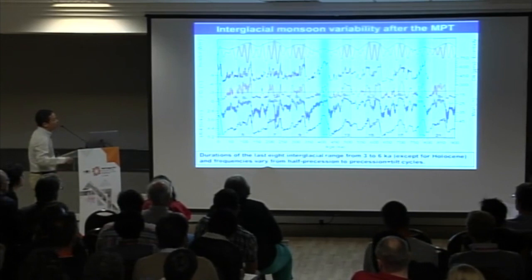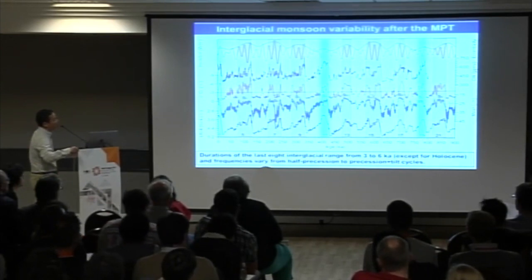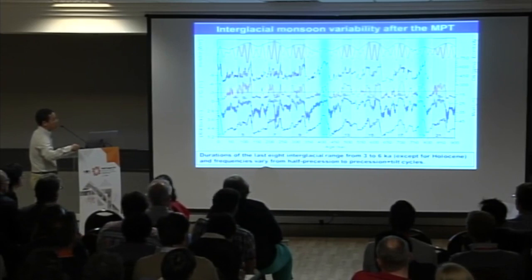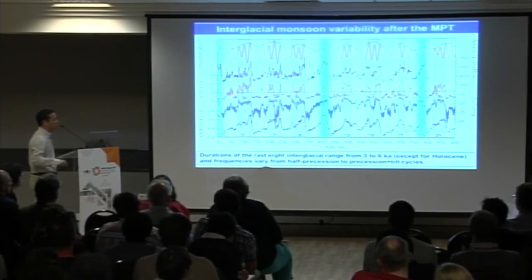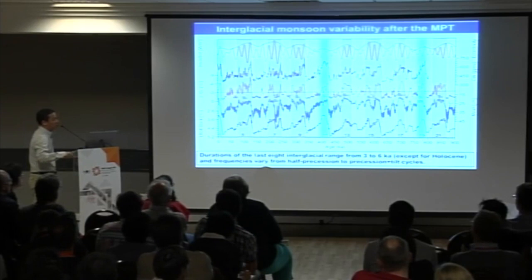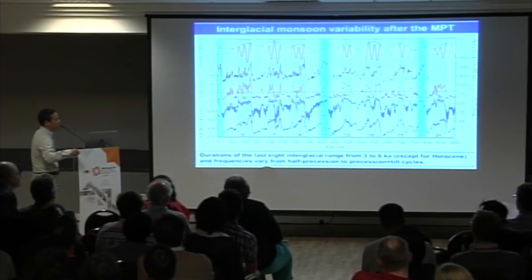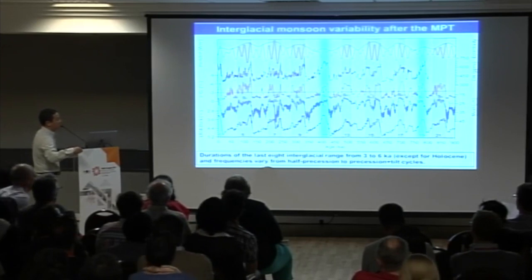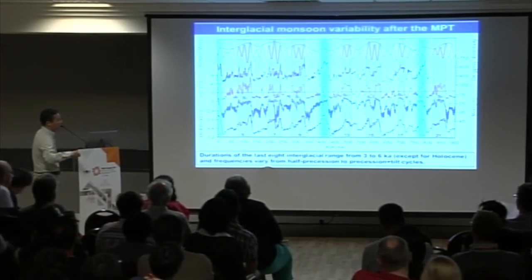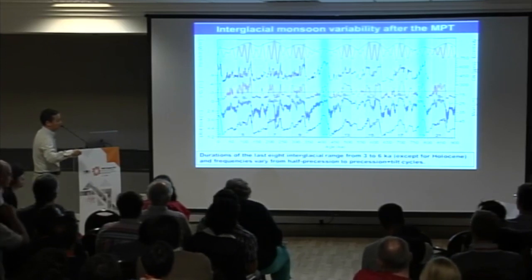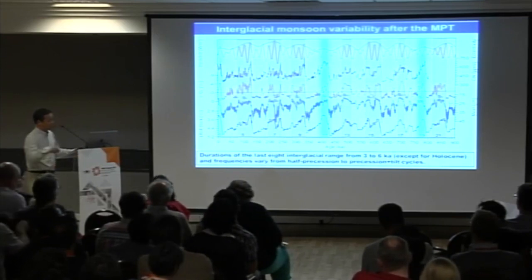Then if we look at the interglacial monsoon variability after the MPT, if we define the interglacials using our loess proxies, the grain size and carbon isotope, we can get some general understanding that the duration of the last 8 interglacials, ranging from 300 to 700 thousand years ago, is different from the definition based on the benthic oxygen isotope. And if we pay attention to this kind of fine scale oscillation, we will find some precessional signals, and during stage 11 and stage 19, there is a kind of half precession variability. So this is after the MPT.